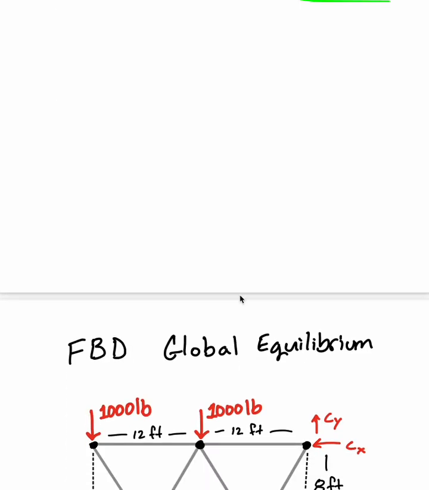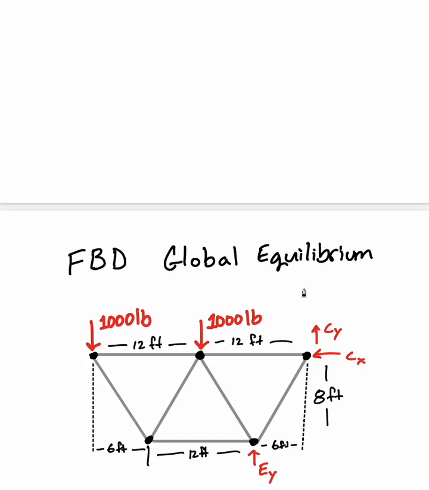Okay, so the first thing that we'll do is we will take the global equilibrium, which means that we're going to find these forces, Cy, Cx, and Ey, of our supports first, using the entire structure, which is what we call global equilibrium.